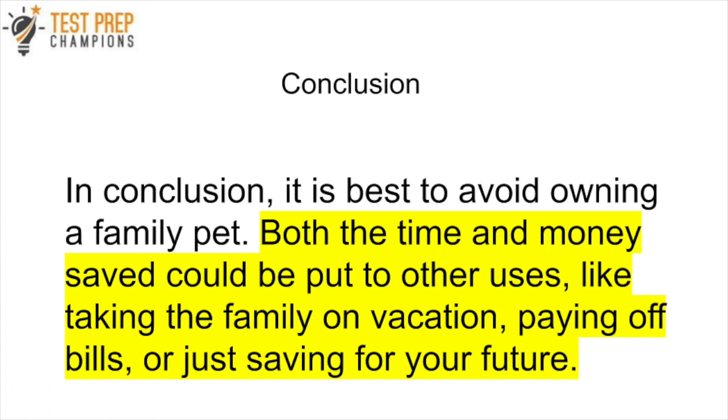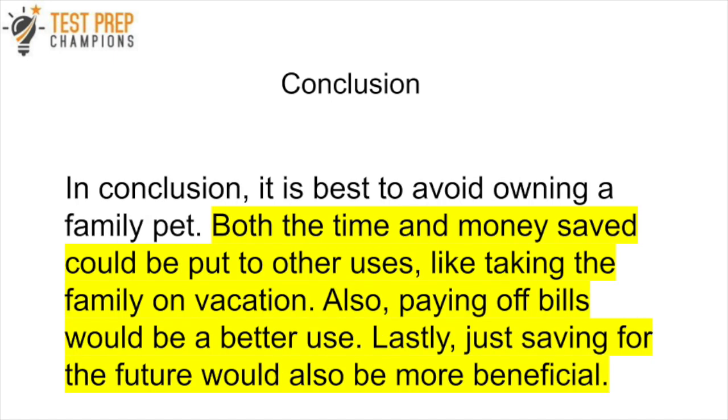Now the problem here would be that you've got a 2-sentence paragraph and you'd want to have at least 3 sentences here, so you would need to add another sentence to this. So I think that a better way to do it would just be to split this up into multiple smaller sentences. So you can do it this way. You could say both the time and money saved could be put to other uses like taking the family on vacation. Also, paying off bills would be a better use, period. Lastly, just saving for the future would also be more beneficial. And I think if you did it this way, I think this would be the best way to do it here. But this is just an example I came up with off the top of my head, but hopefully you're getting the idea here. But overall, great job with your conclusion and with your essay here.